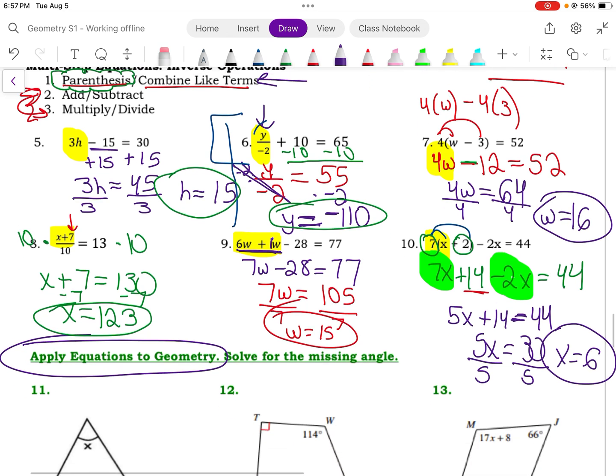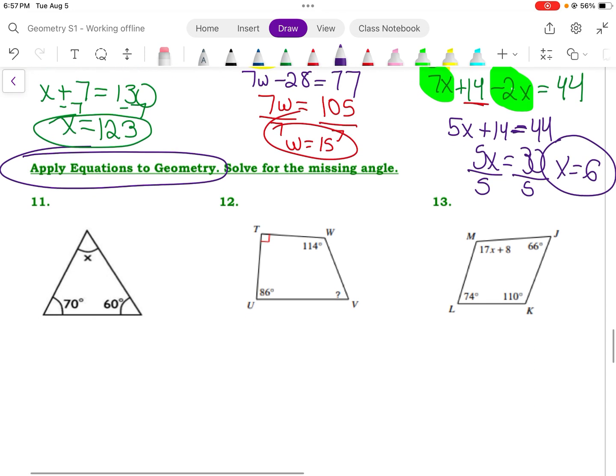So think about when you're solving these, what do you have involved? Do you have parentheses? Do you have like terms? Or is it a simple, I move something over by adding and subtracting, or I move something over by multiplying or dividing? Okay, so applying equations to geometry, solve.